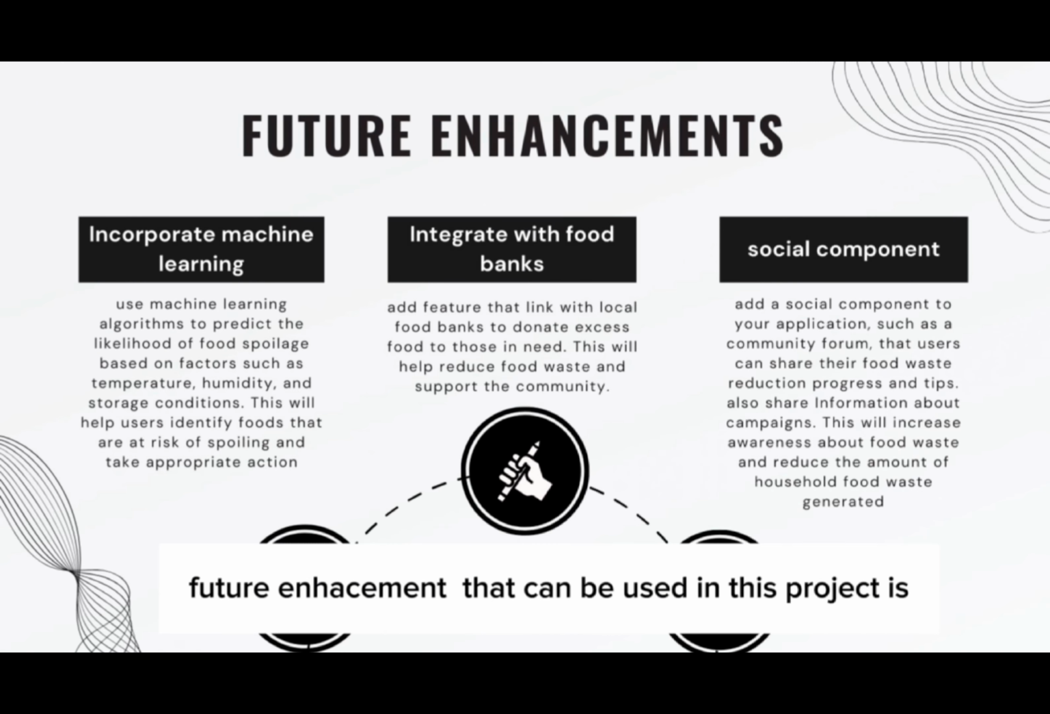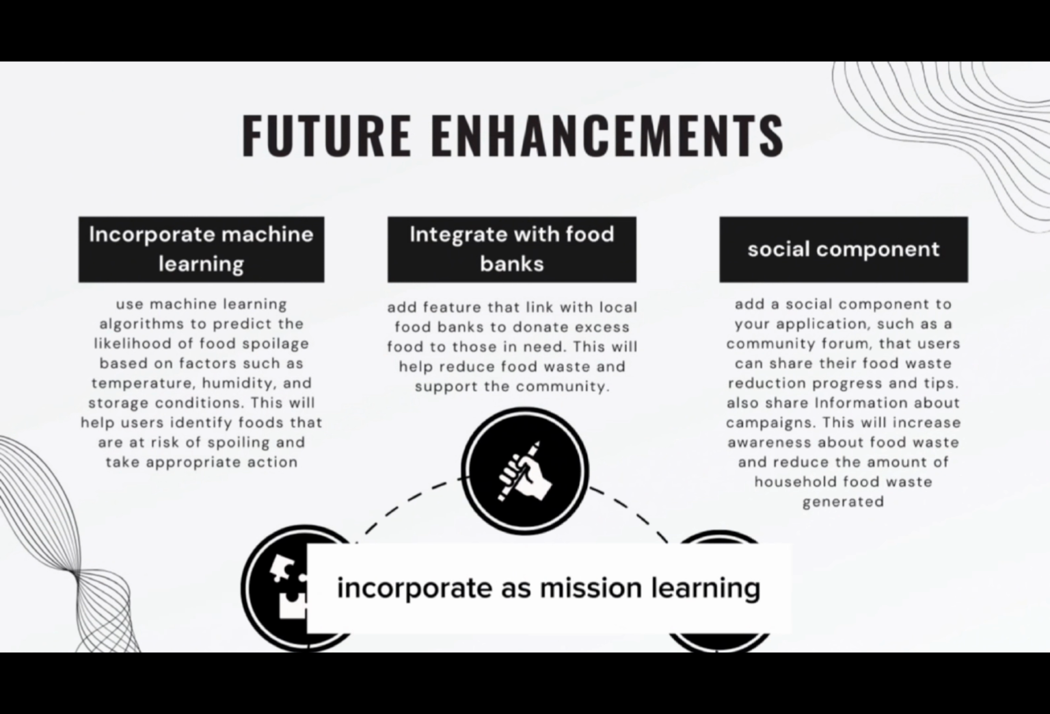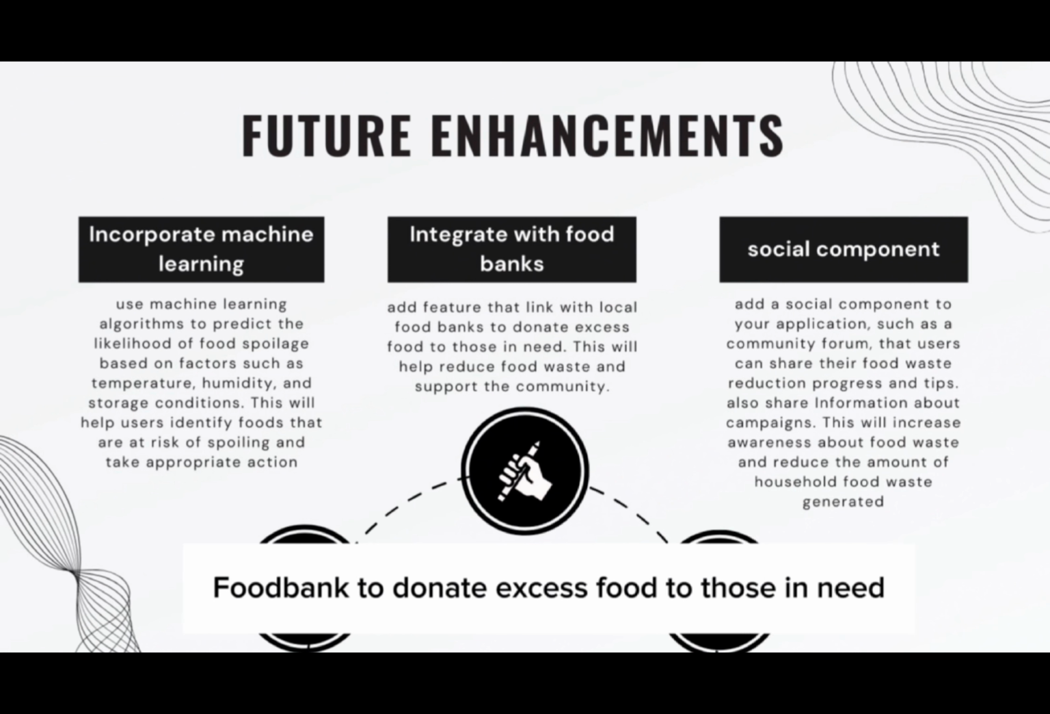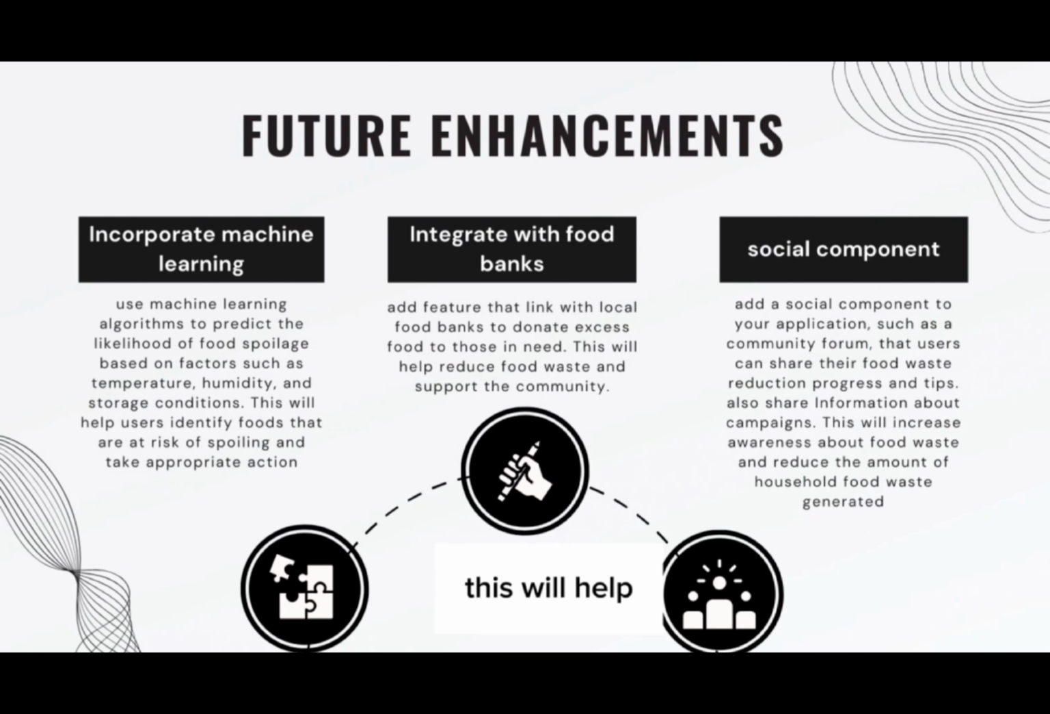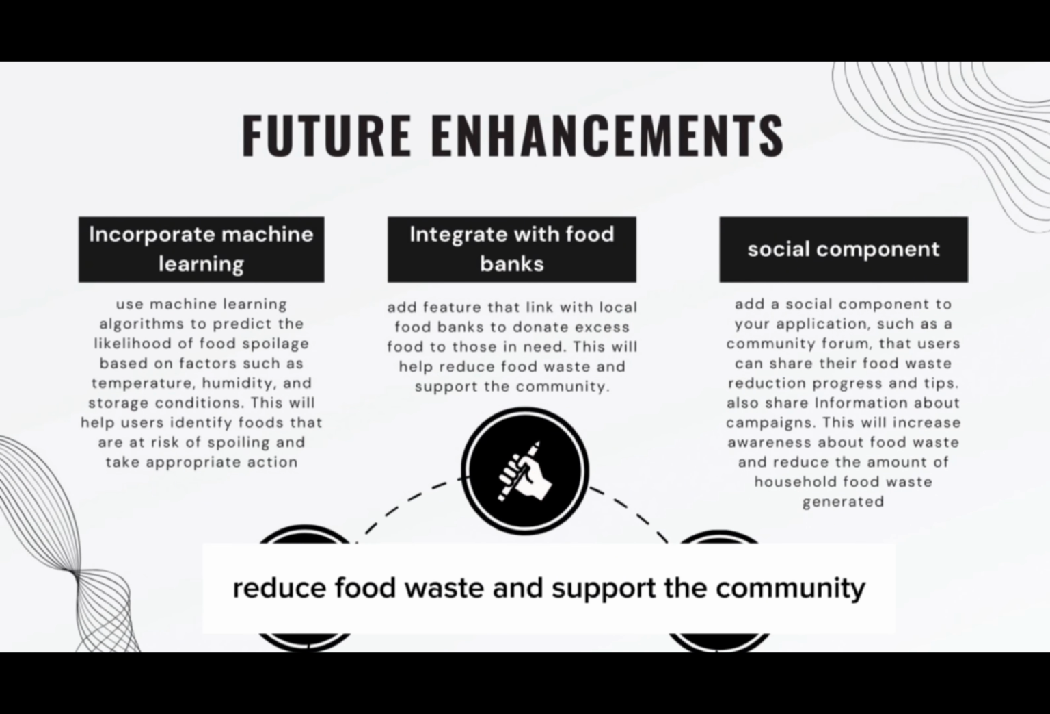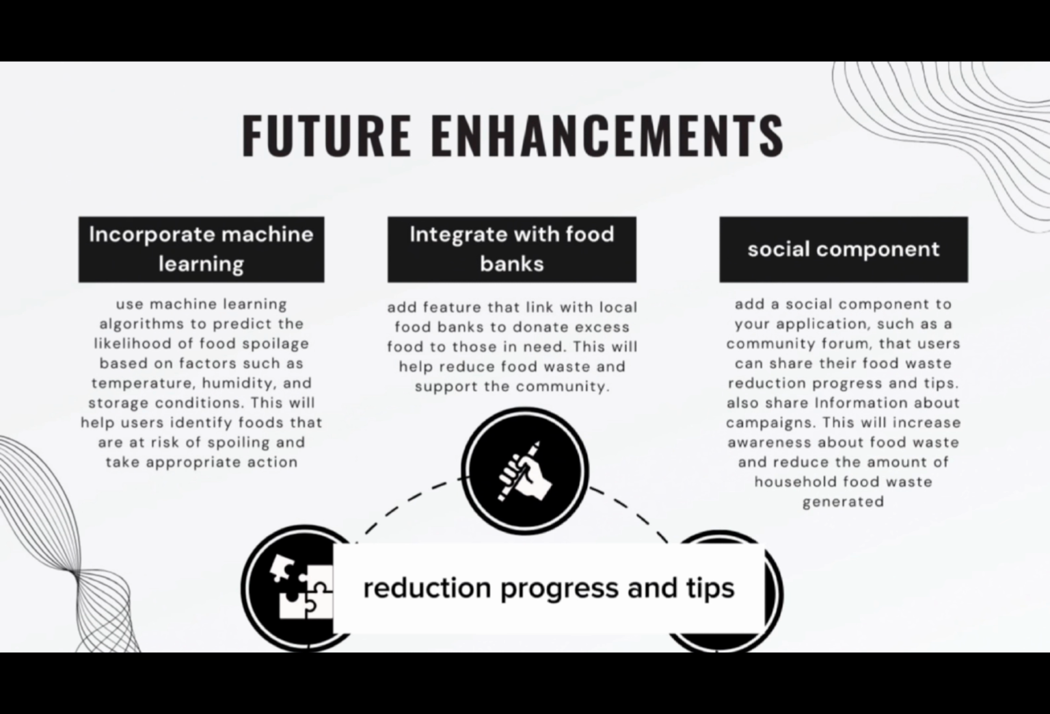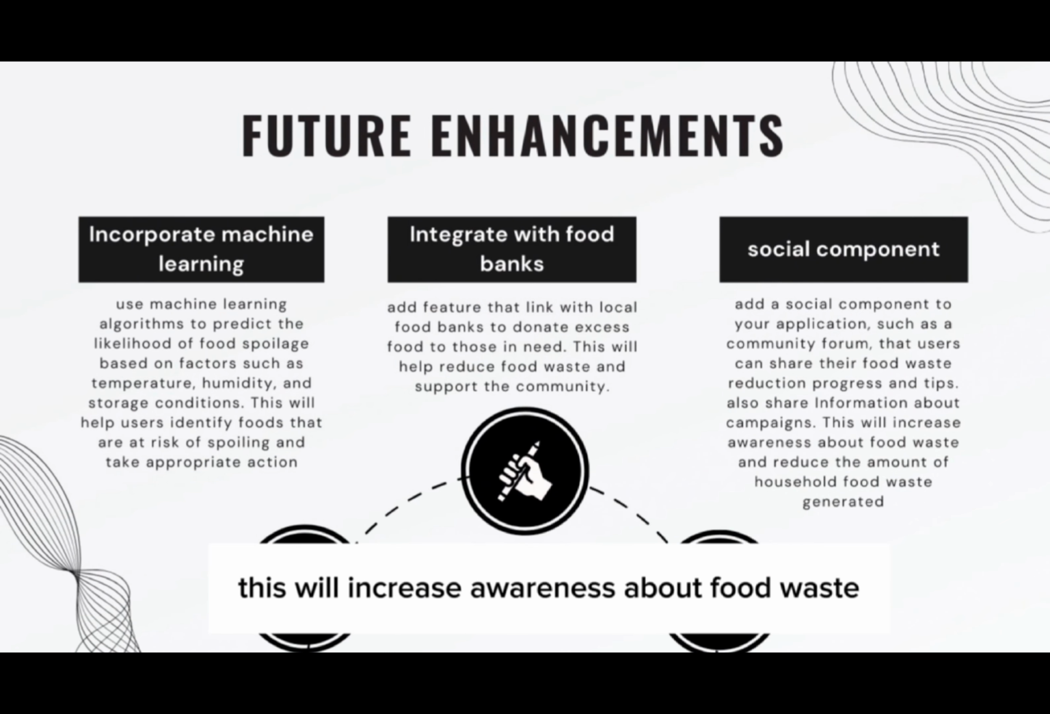A future enhancement that can be used in this project is to incorporate machine learning. Use a machine learning algorithm to predict the likelihood of food spoilage based on factors such as temperature, humidity, and storage condition. Next is integrate with food bank. Add a feature that links with local food banks to donate excess food to those in need. This will help reduce food waste and support the community. Lastly, we can add a social component to this application, such as a community forum where users can share their food waste reduction progress and tips. Also share information about campaigns. This will increase awareness about food waste and reduce the amount of household food waste generated.